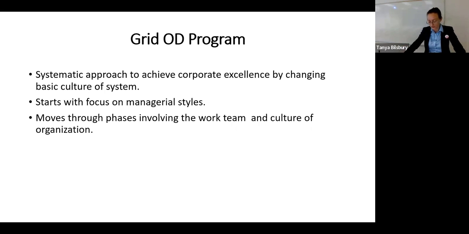The last model that we're learning about in this chapter is the grid OD program. This comes from Blake and Mouton's managerial grid, which is a classic in organizational development and organizational psychology. And it's about achieving excellence by, well, really changing everything. But it starts with a focus on managerial styles. And then it moves through phases that involve lower and lower level teams.